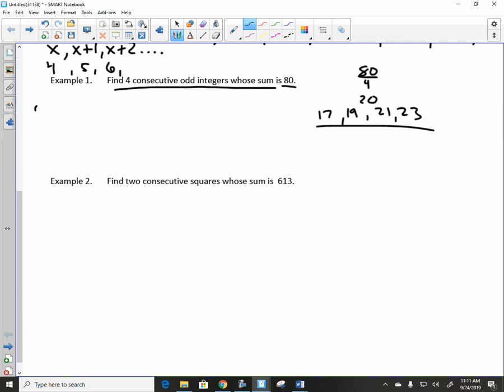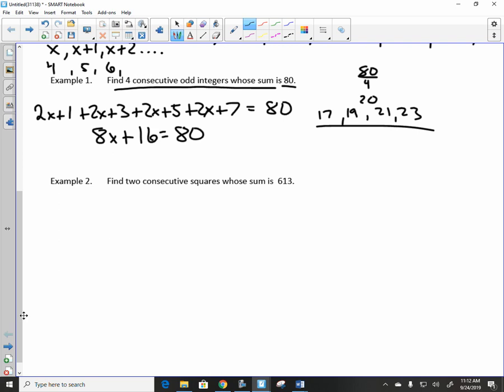So here's what I write. I write 2x plus 1 plus 2x plus 3 plus 2x plus 5 plus 2x plus 7. That all adds to 80. That's an equation that models the problem. How many x's do I have? 8x plus 16 is equal to 80. Subtract the 16, 8x is equal to 64, and divide by 8, x is 8.